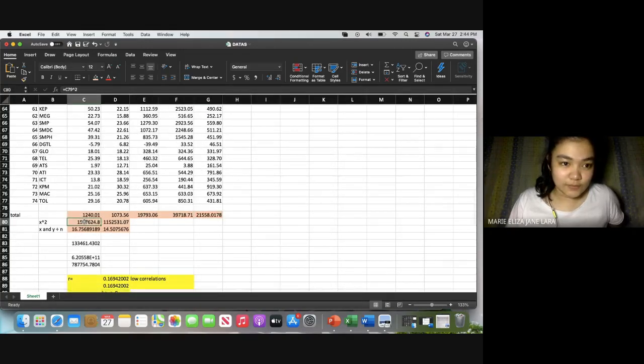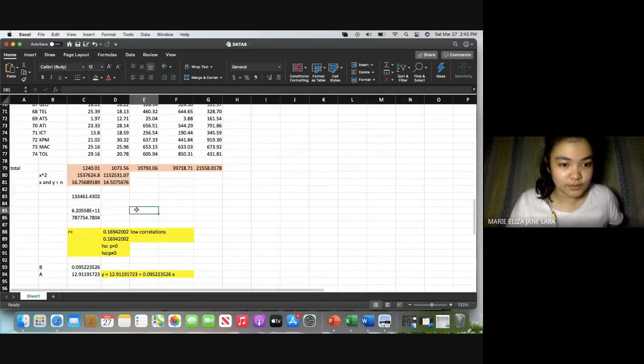Here I have the sum of x that is squared, and then here is the sum of y that is squared. Here I have the sum of x divided by the sample size, which is 74. And same goes with this one, sum of y divided by the sample size of 74.